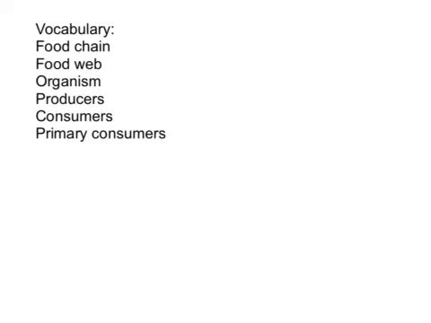Primary consumers are the organisms, the animals that eat plants. These are your herbivores. Herbivores are your animals that eat only plants. It can also include your omnivores. Omnivores are animals that eat both plants and meat. And so an omnivore can be a primary consumer when they are eating plants.